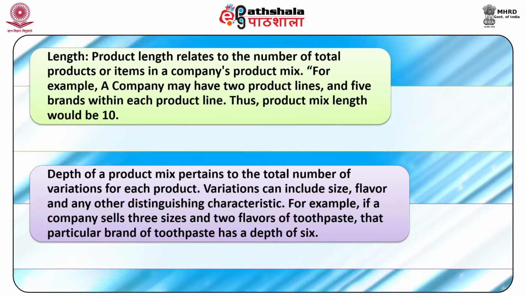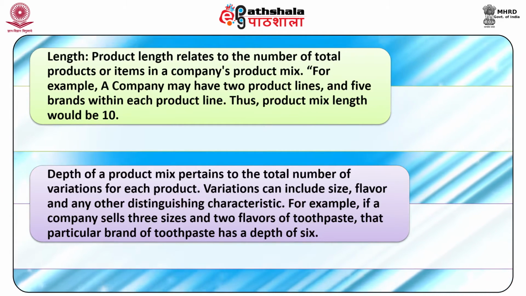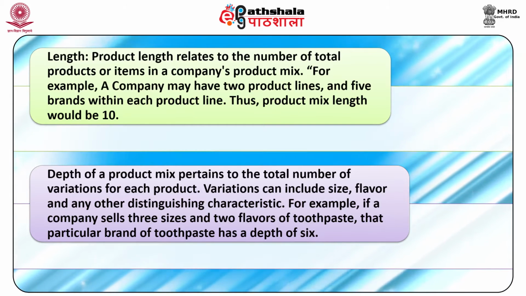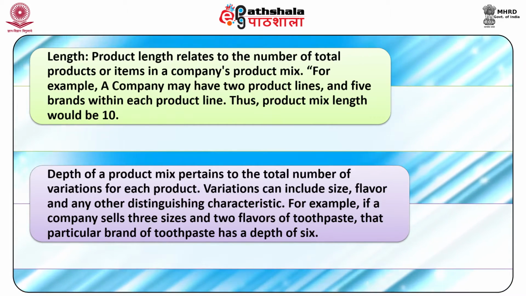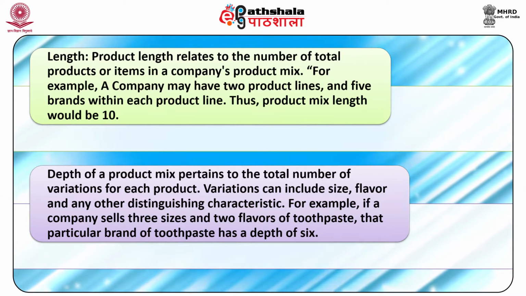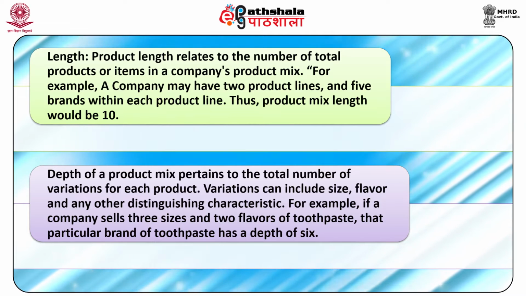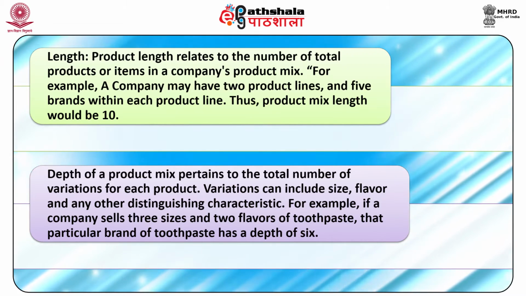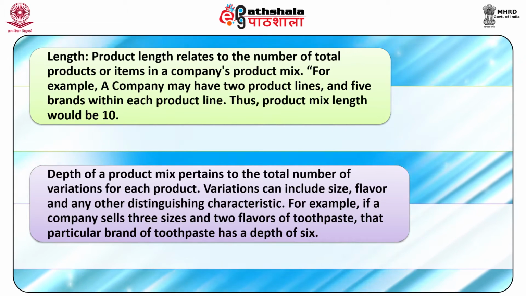Number 2, length. Product length relates to the number of total products or items in a company's product mix. For example, a company may have 2 product lines and 5 brands within each product line. Therefore, product mix length would now be 10.